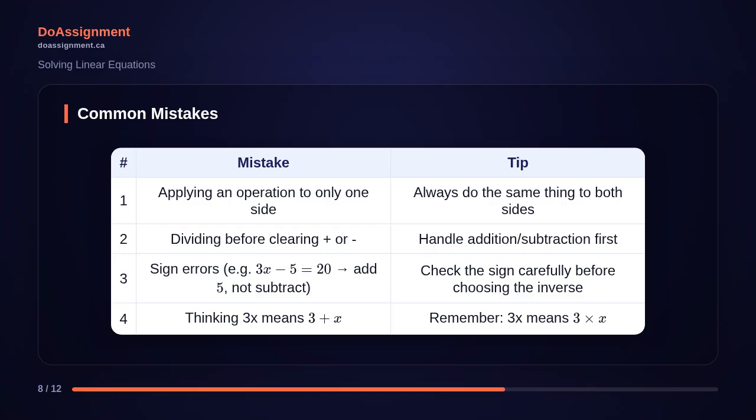Let's go over the four most common mistakes. First, only applying an operation to one side. Always do the same thing to both sides. Second, trying to divide before clearing the addition or subtraction. Always handle addition and subtraction first. Third, sign errors are extremely common. Be careful whether you should add or subtract. And fourth, remember that 3x means 3 times x, not 3 plus x.